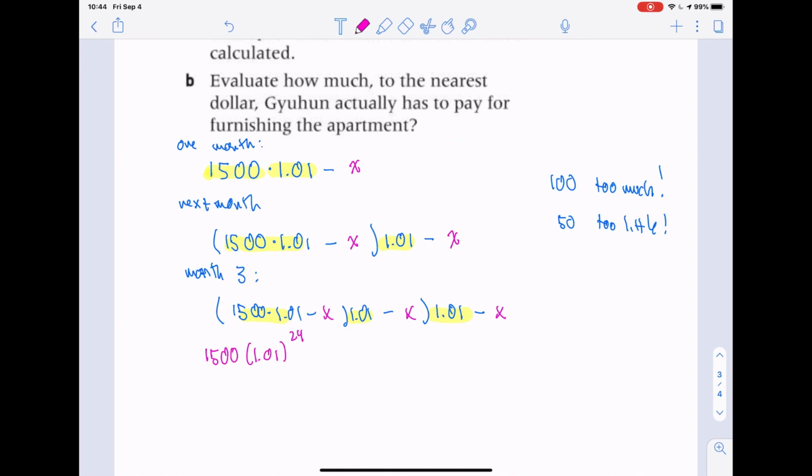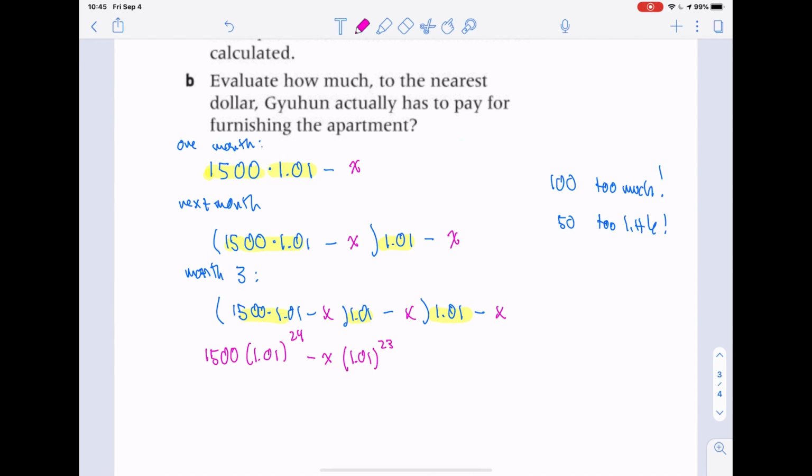Okay, now this is where it gets a little complicated because we have to figure out what's actually happening here. So this is going to be x times 1.01 to the 23rd.